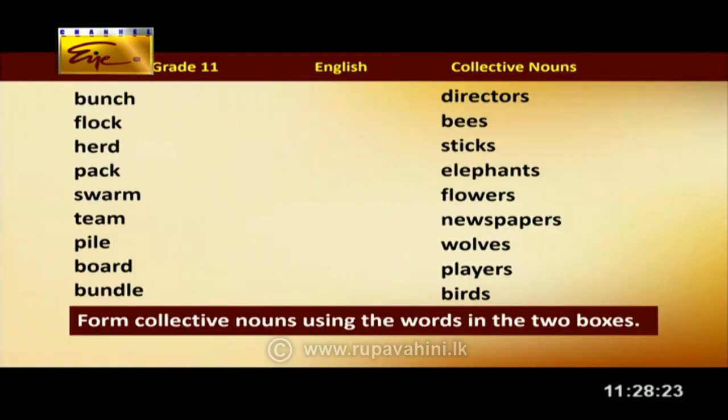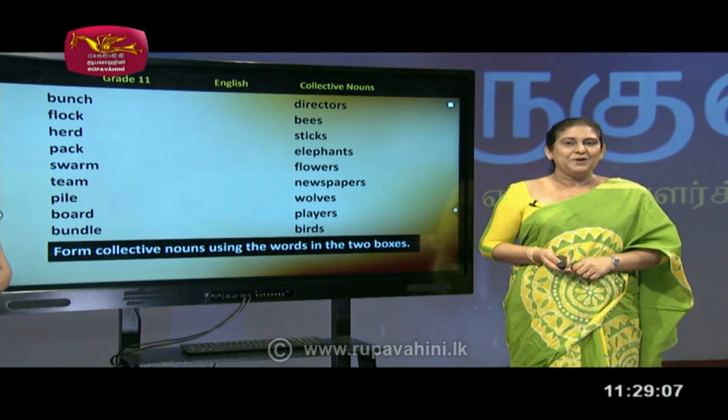There are two boxes, and you have to form collective nouns using the given words. Let us read the words, children. Bunch, flock, herd, pack, swarm, team, pile, board, and bundle. Now the nouns: directors, bees, sticks, elephants, flowers, newspapers, wolves, players, birds. See whether you can form collective nouns using these collective words and the nouns. Let us give it a try.